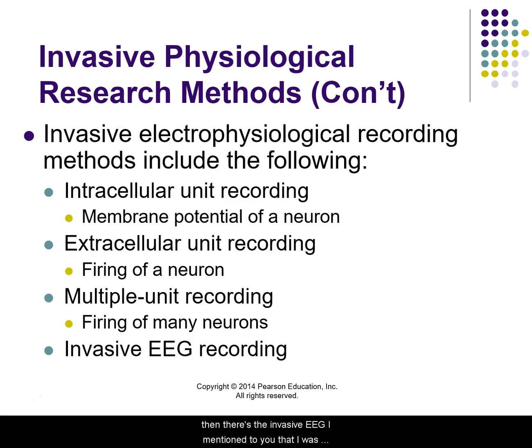And then there's the invasive EEG. I mentioned to you that I was going to come back to that. These are actually electrodes that are placed into the skull with little screws. You can imagine that the purpose for that is to get a better idea of the neural activity. Remember in chapter 3, neuroanatomy, we talked about the meninges, cerebral spinal fluid, and the skull. There are several protective layers around the brain. So the closer we can get to the brain, the more detailed information we can receive about the neural activity.